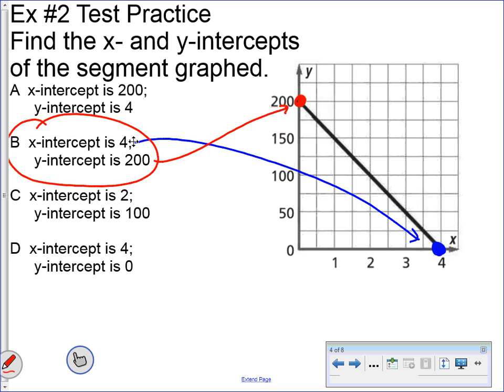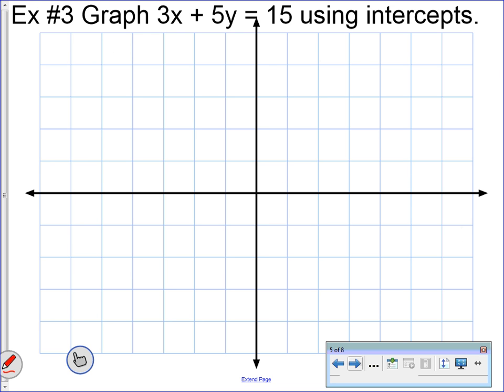Now let's see if we can make our own graphs. First up, you'll notice we have 3x plus 5y equals 15. I hope you notice that all of these numbers have a little bit in common, because 3 times 5 does equal 15. So we'll start out with a nice easy problem. So let's first solve for the x-intercept.